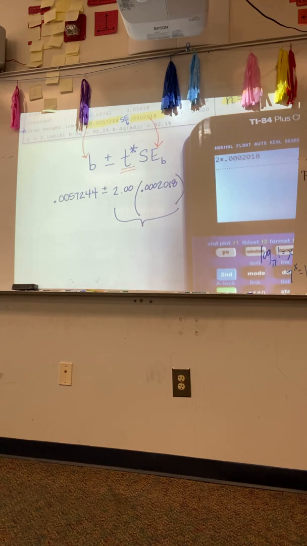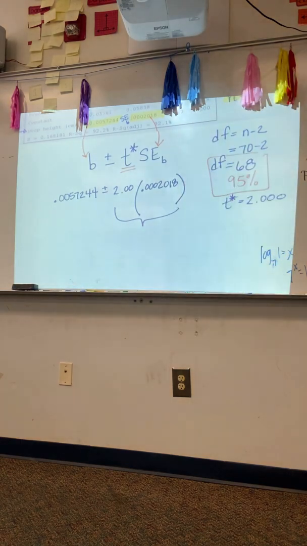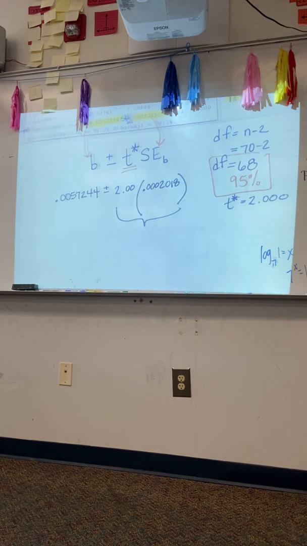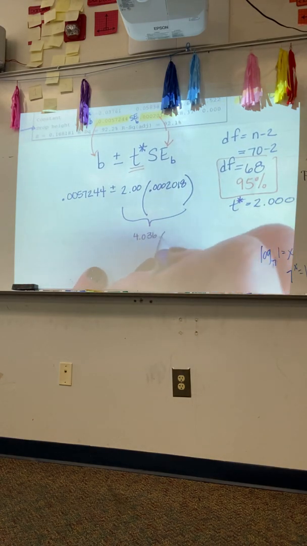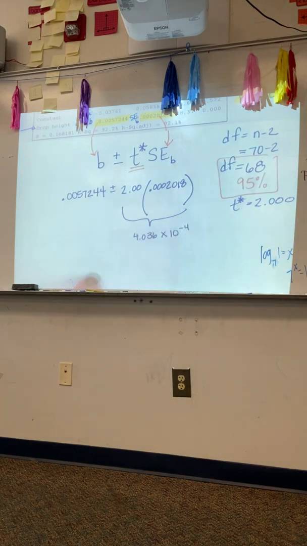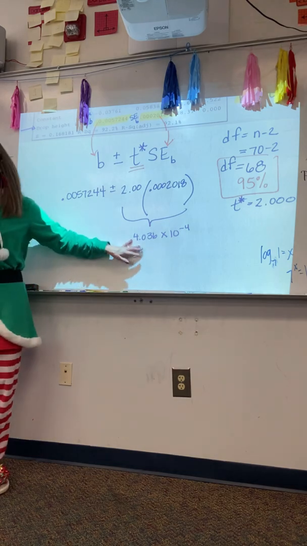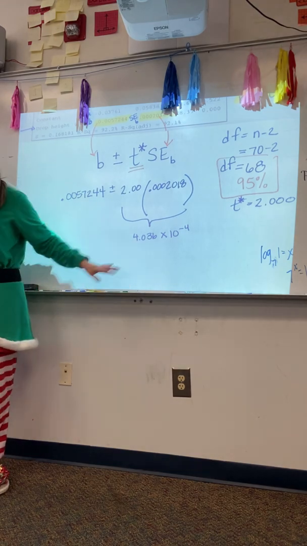And I got, whoa, what'd y'all get? That's ugly. 4.036 times 10 to the negative 4. Is that what y'all got? Anybody get that in their calculator? I can't write it like that, y'all. I'm going to have to go ahead and change it to a decimal, okay?